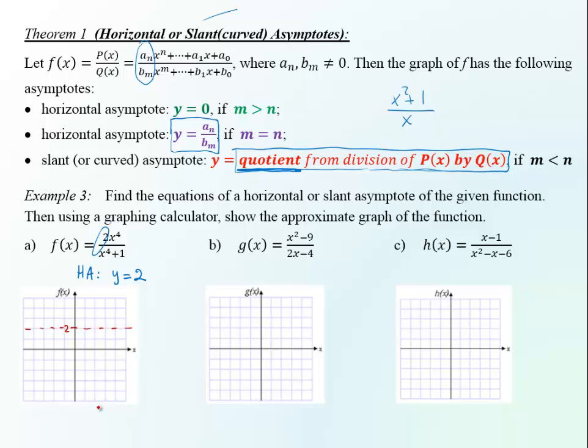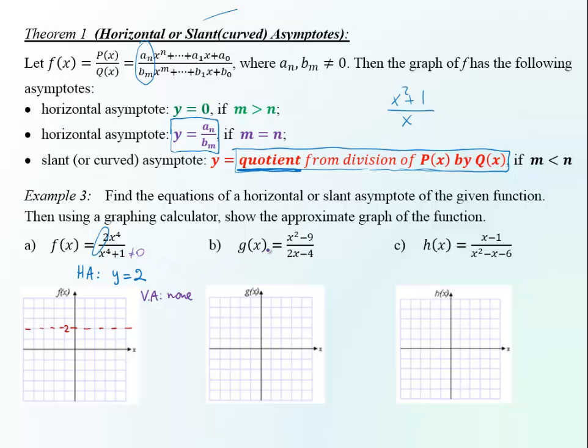What about vertical asymptotes? We already know how to find vertical asymptotes. Those are created by points that will make the denominator 0. However, this particular denominator will never be 0 because you have something to the 4 which is always positive plus 1, so it's definitely bigger than 0. So there are no vertical asymptotes. We have only one horizontal asymptote.